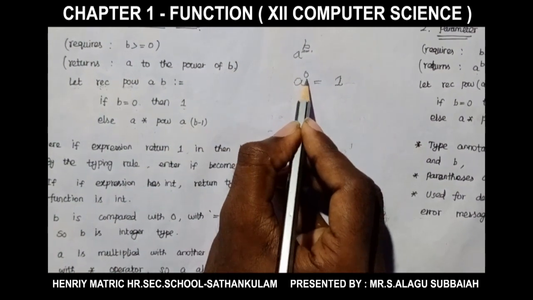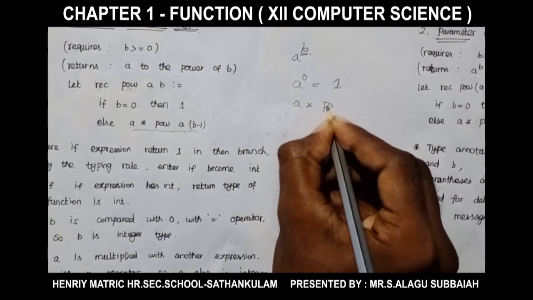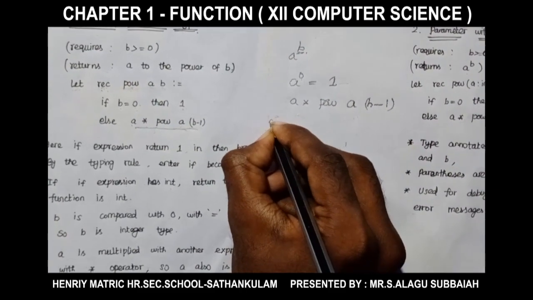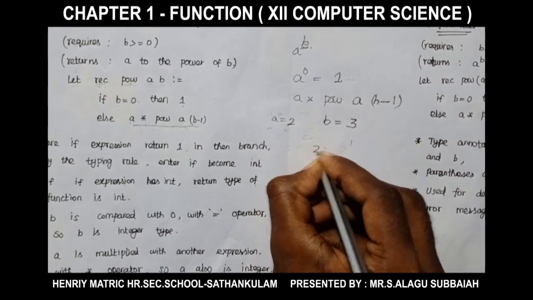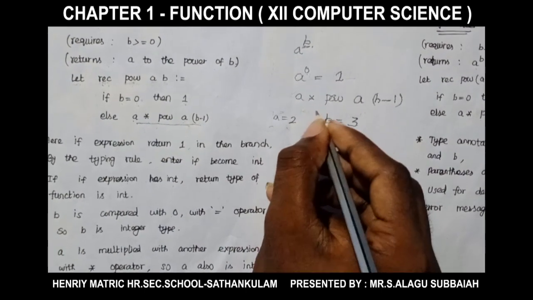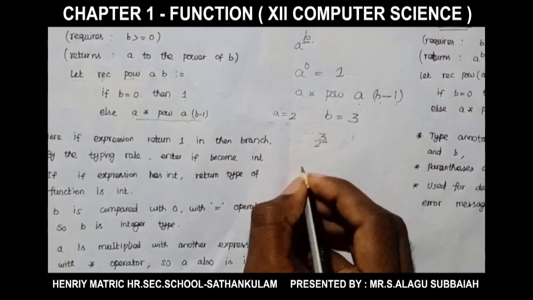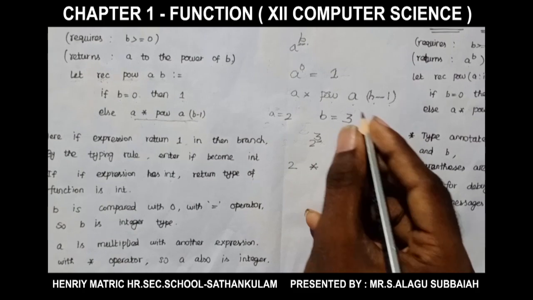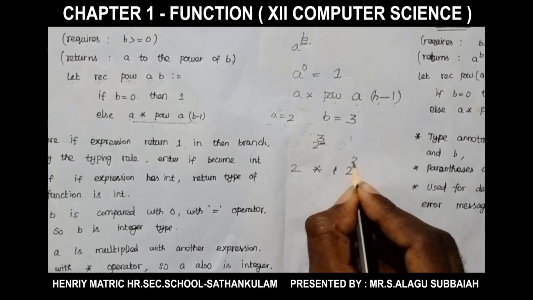Suppose the b value is not equal to 0, then we do the expression a star power a, b minus 1. Here we can assume the a value is 2 and the b value is 3, so we need to find 2 to the power of 3. Here the b value is not equal to 0, so we do the expression a star power a, b minus 1. So the a value is 2, star, and power: base 2 and b minus 1. Here 3 minus 1 is 2.